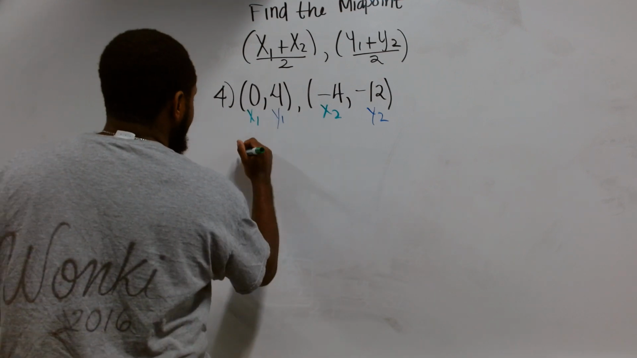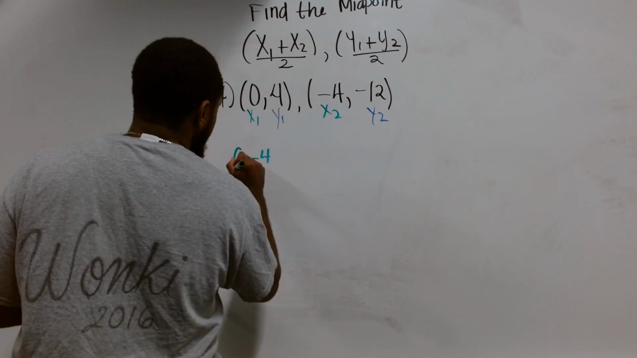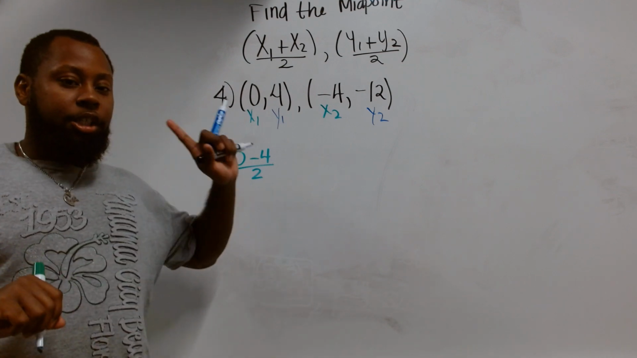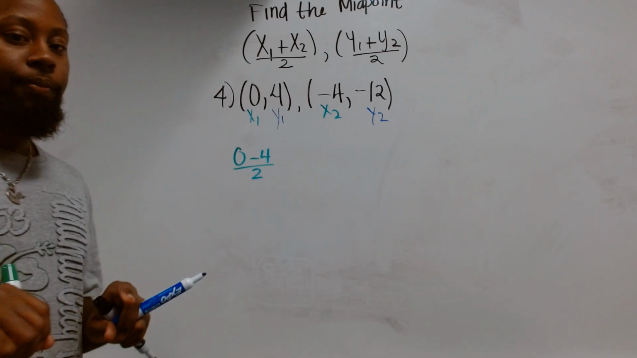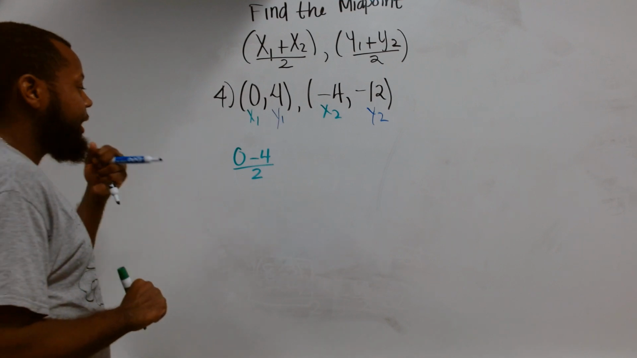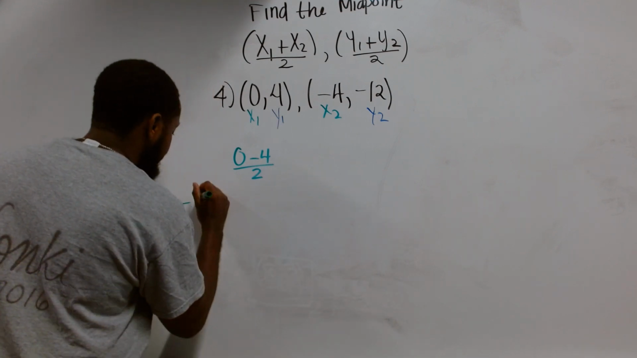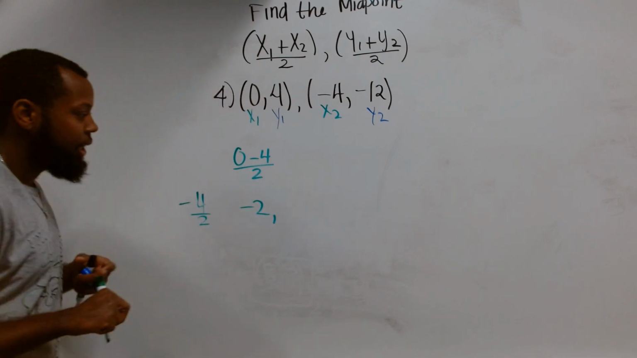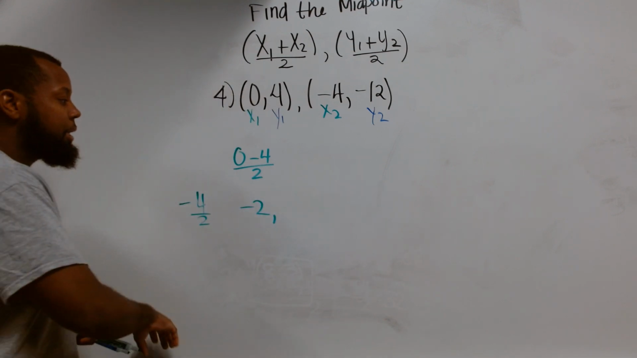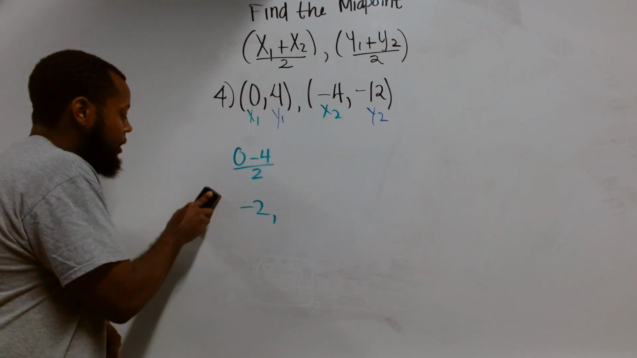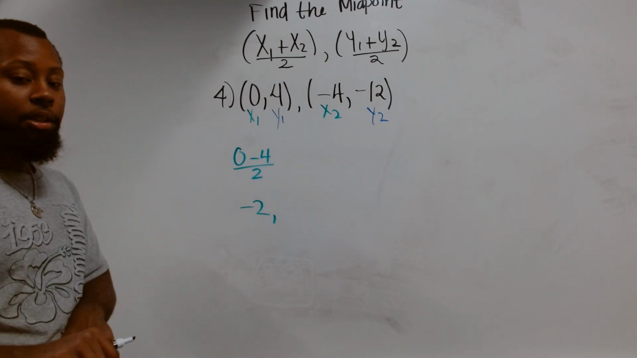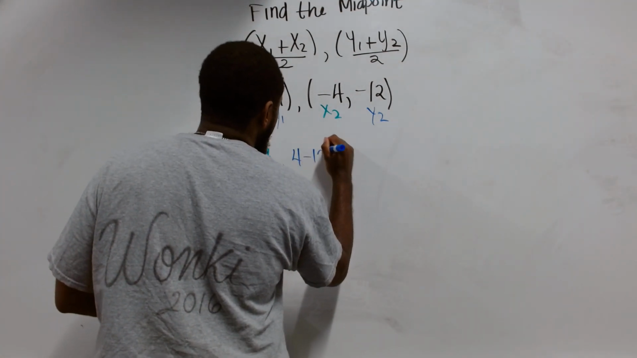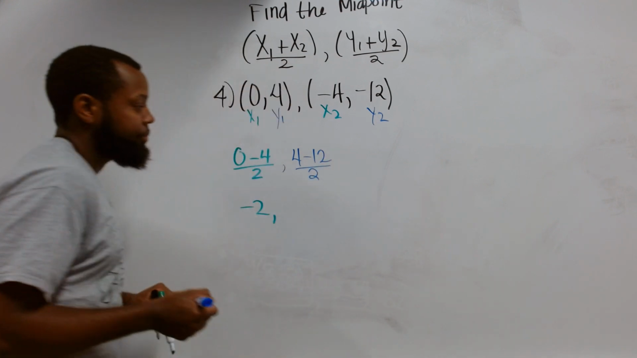So, you do your x's. You have 0 minus 4 divided by 2. 0 minus 4 is just negative 4. Okay? So, half of negative 4 is just negative 2. I just solved my x. Now it's time to solve my y's. I have 4 minus 12 divided by 2.